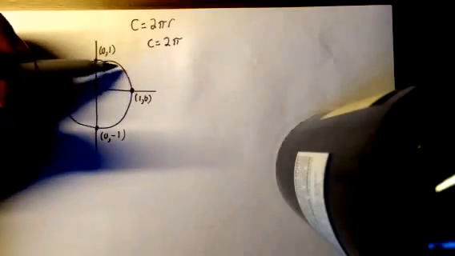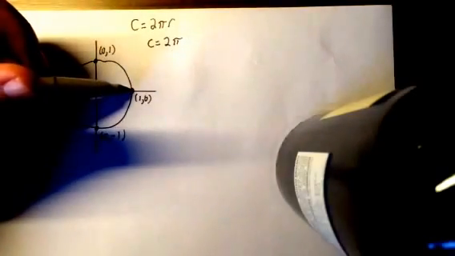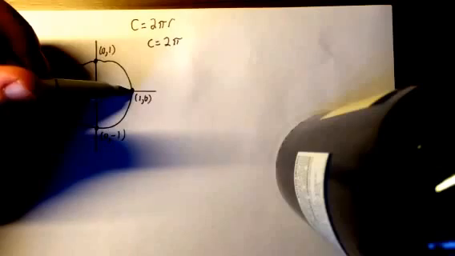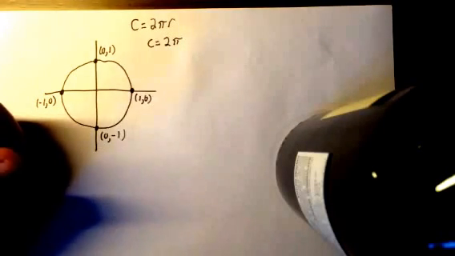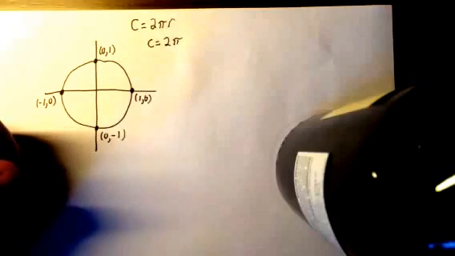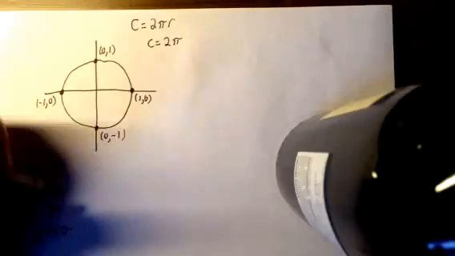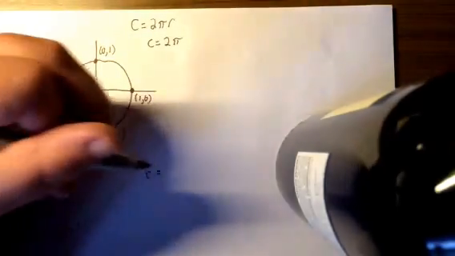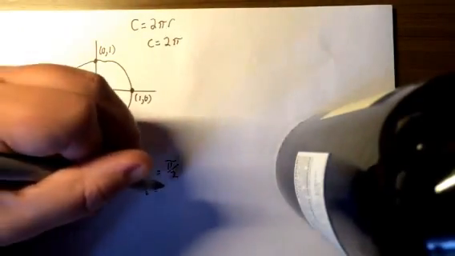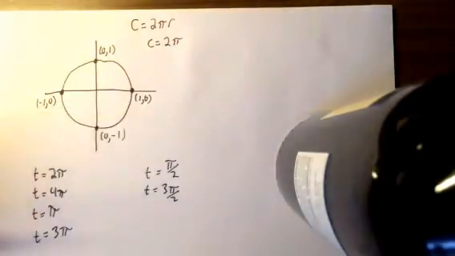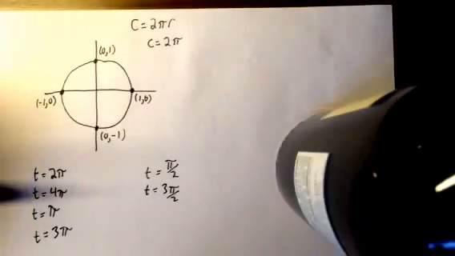So if I go all the way around the circle, I'm going to get back to my 1, 0. So I'm going to try to find some points. We're going to call it t. I'm going to try to find the points where t equals 2 pi, where t equals 4 pi, where t equals pi, where t equals 3 pi, where t equals pi over 2, and t equals 3 pi over 2. So we're going to try to find the points at these parts.